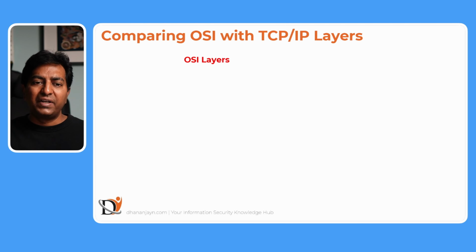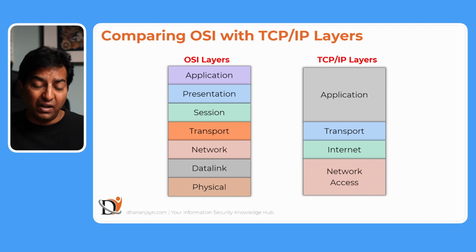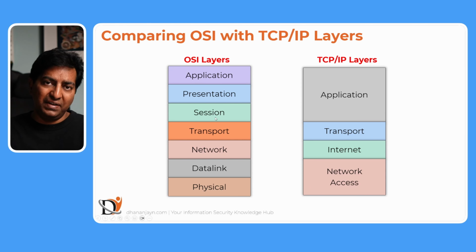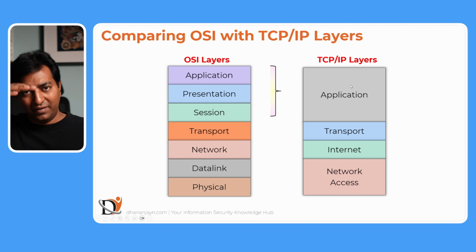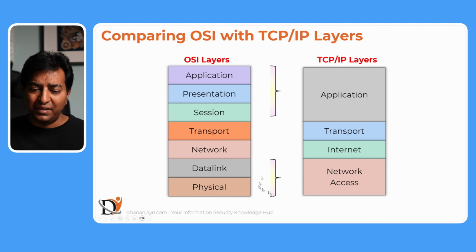So if we compare the OSI and TCP/IP models, application, presentation, and session are three separate layers in the OSI model. But while doing a practical analysis in Wireshark, you'll see that these are all packed into one layer. Again, this is a conceptual bifurcation. It is one layer here. Now coming to data link and physical, this is again one layer in TCP/IP, that is the network access layer, and the transport layer remains the same. The network layer is now called the internet layer in TCP/IP.